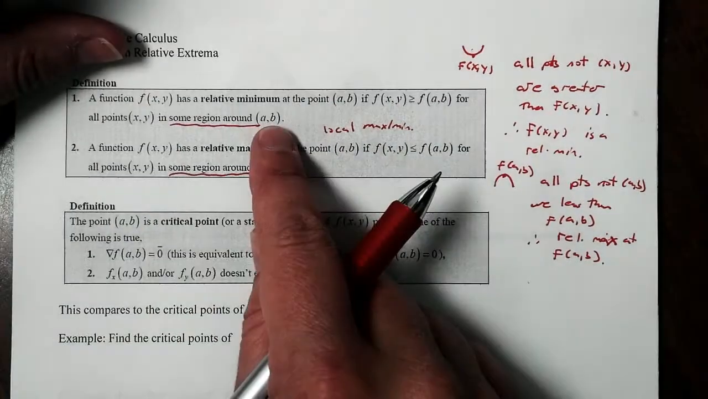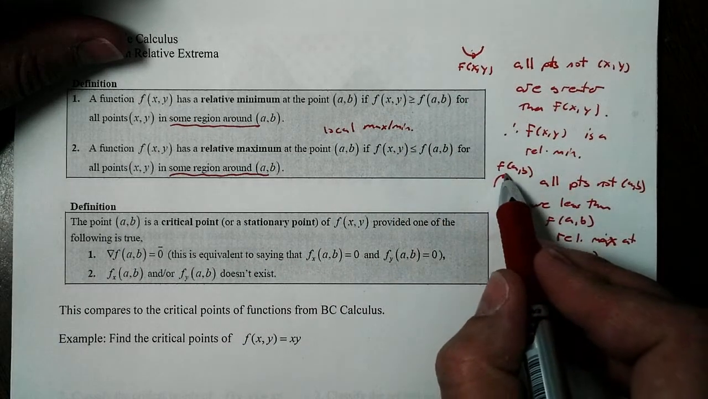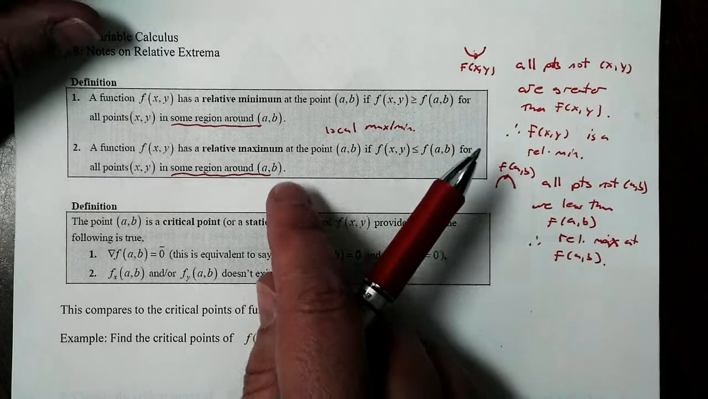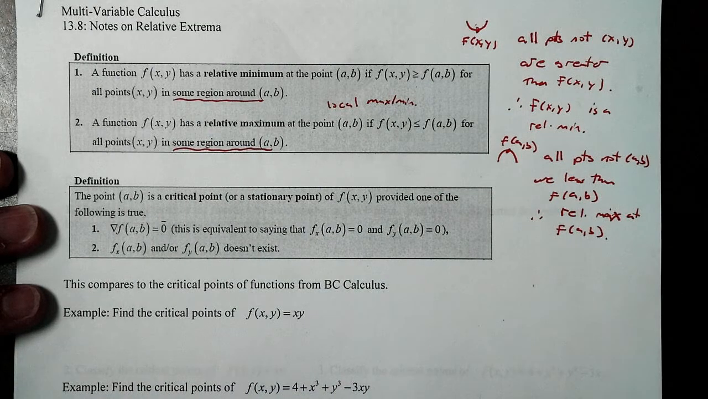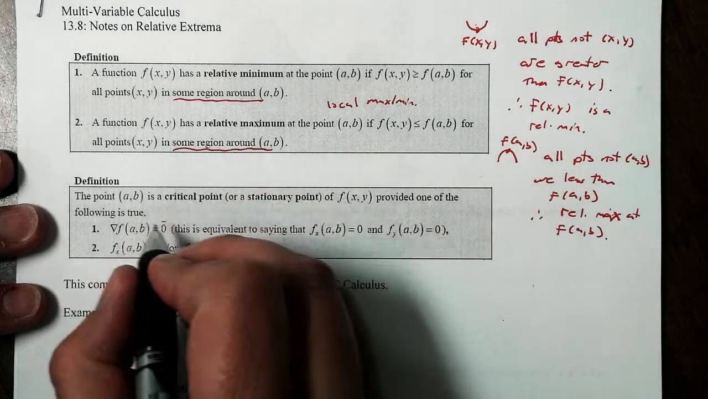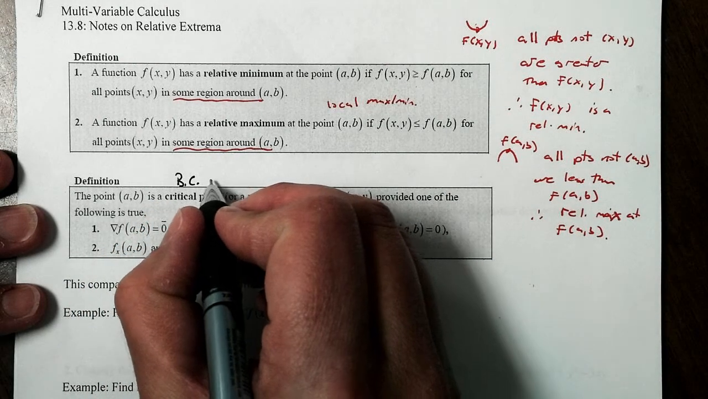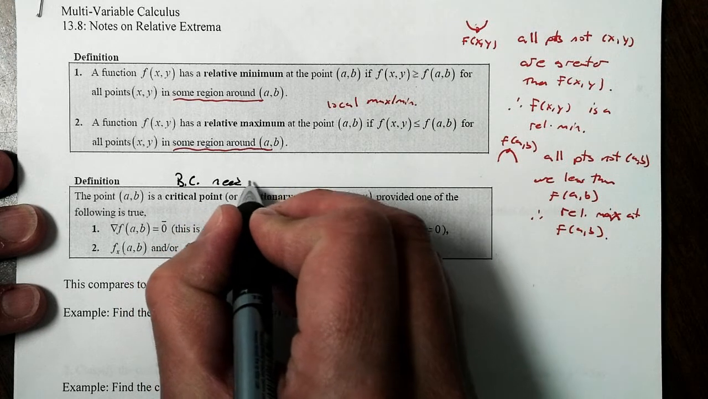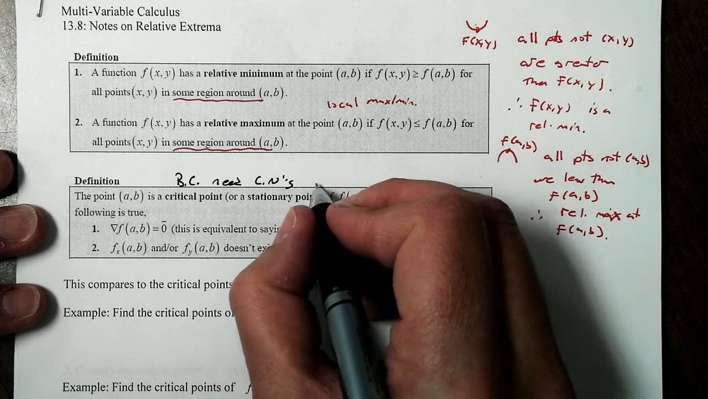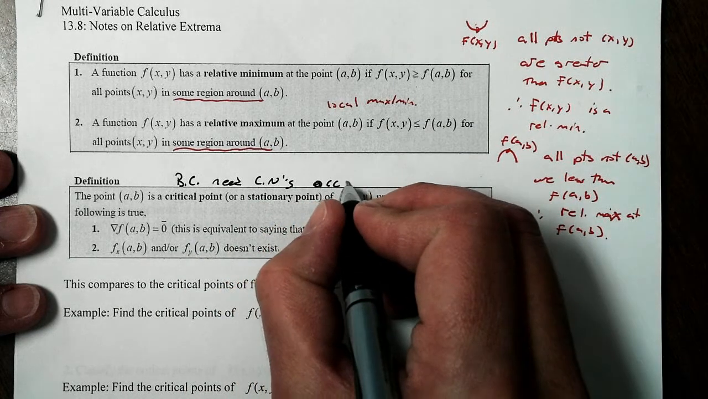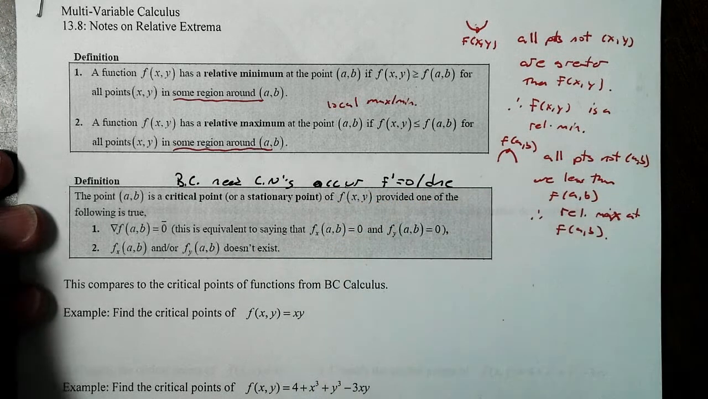So how do we find these points? How do we find where these relative maximums and minimums occur? Well, to do that, again, we have to go back to BC. In BC, we said in order to find a relative maximum, we have to find our critical numbers, which we call CNs, and we'll still call them CNs in here. These occur where the derivative was 0 or where the derivative just did not exist.